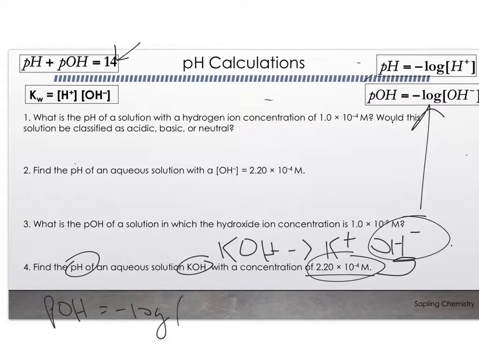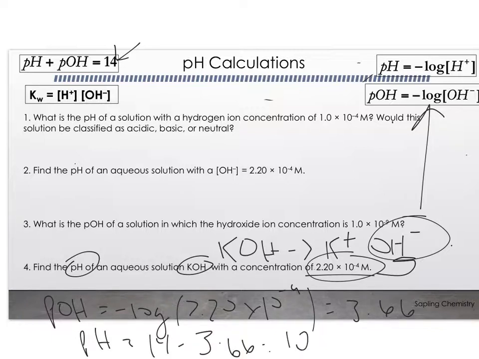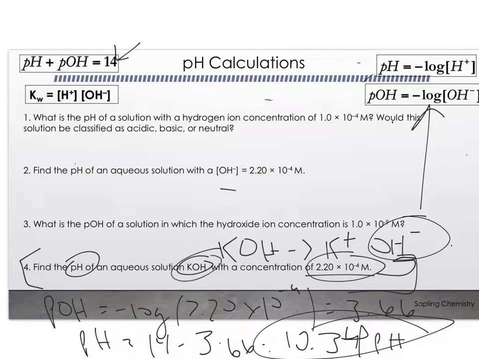So we have negative log of 2.20 times 10 to the negative fourth. That's again going to equal 3.66. To get pH, we just take 14 minus 3.66, and that'll equal 10.34 pH. And I know we've seen this number back in the second example, but I'm just showing you the different way that they could ask it. So you have to understand if this compound will dissociate into hydrogen ions or hydroxide ions.